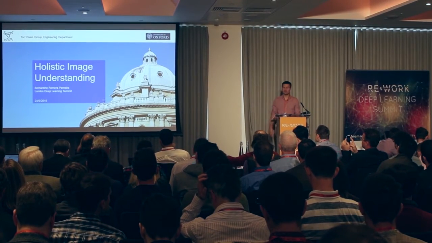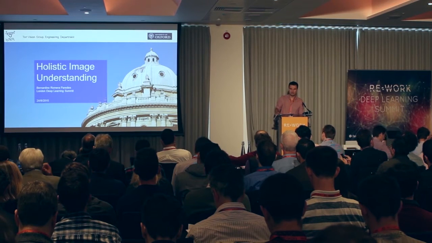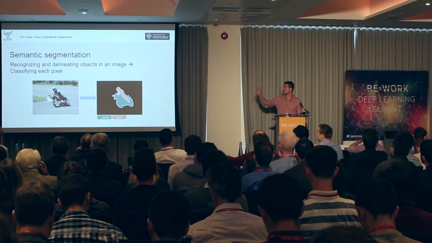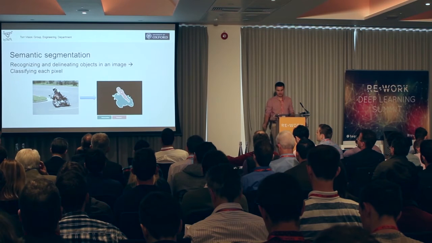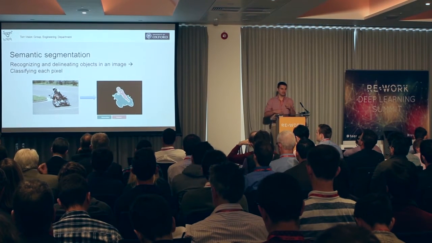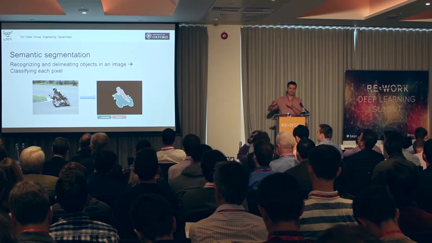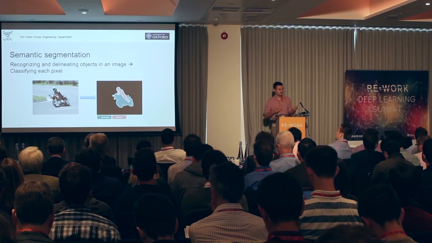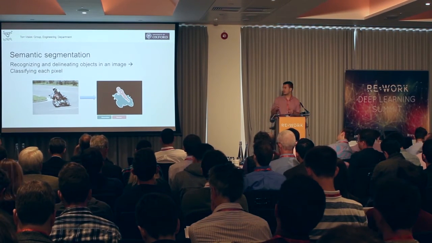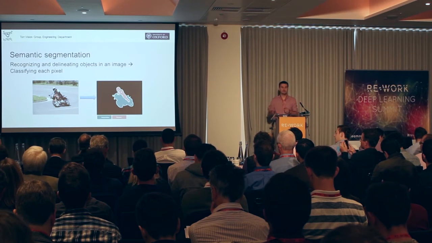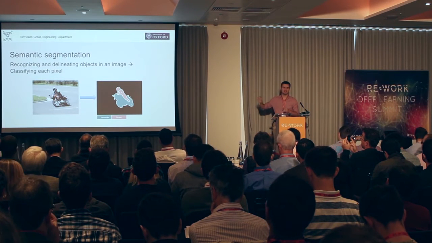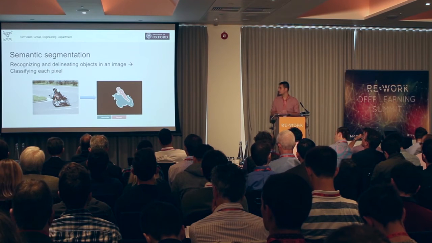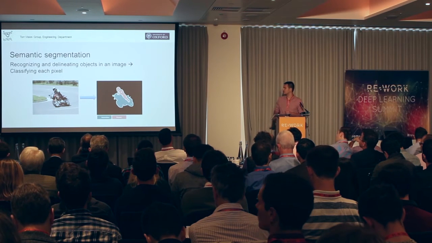So I'm going to talk a bit about image understanding, and in particular, I'm going to focus on semantic segmentation. Semantic segmentation consists in recognizing the objects appearing in an image and also delineating those objects. Another way to look at this problem is: given an input image, we want to classify each of the pixels among a set of classes. This is an example of that.